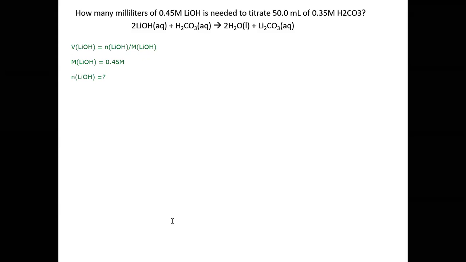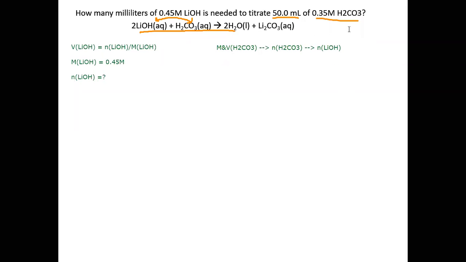That's where we have to use the other information to help us find the moles of lithium hydroxide. And so the other information given to us is the volume and concentration of the acid. And since we have the balanced chemical equation, we can go back and forth between acid and base moles. So what we're going to do is take the molarity and volume of carbonic acid, convert that to moles of carbonic acid, and then we can get moles of lithium hydroxide. And those are the steps we're going to do.